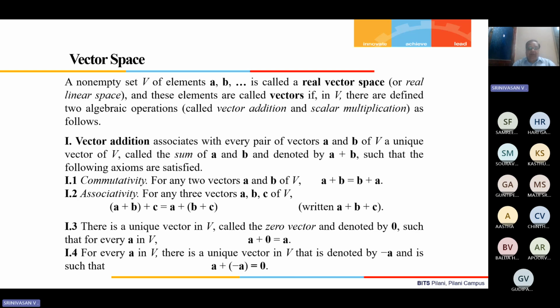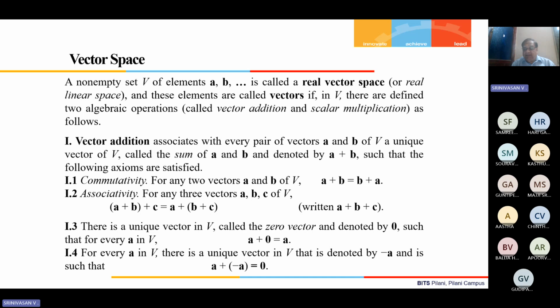Before we go deep into vector space and what the axioms are, as you have seen in your school days, what is a group? A non-empty set satisfying about 4 or 5 axioms with respect to a binary operation. In the same fashion, we can define vector space and discuss some of its properties.